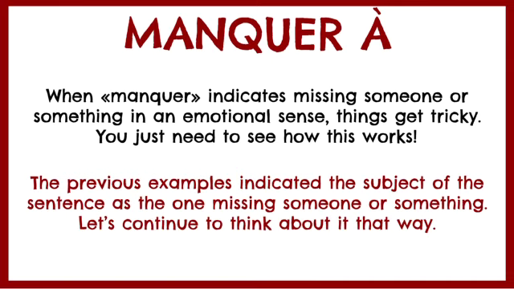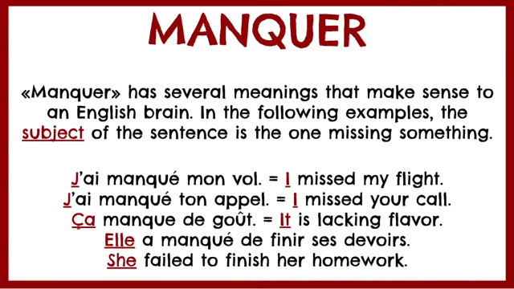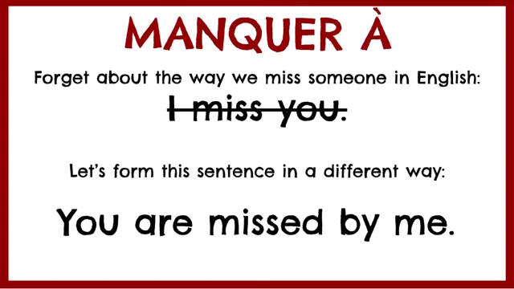So the examples I showed you just a minute ago, as we said, the subject was the one doing the missing, okay? But now we're going to forget about the way we miss someone in English when we're using manquer à. So that's why I barred through "I miss you," because I want us to start thinking rather than saying "I miss you", and watch, you're going to start speaking English differently. If you do, then that's going to help you with your French. Let's start saying, "you are missed by me," and everyone will look at you like you're crazy, but French people will understand, okay? So, you are missed by me.